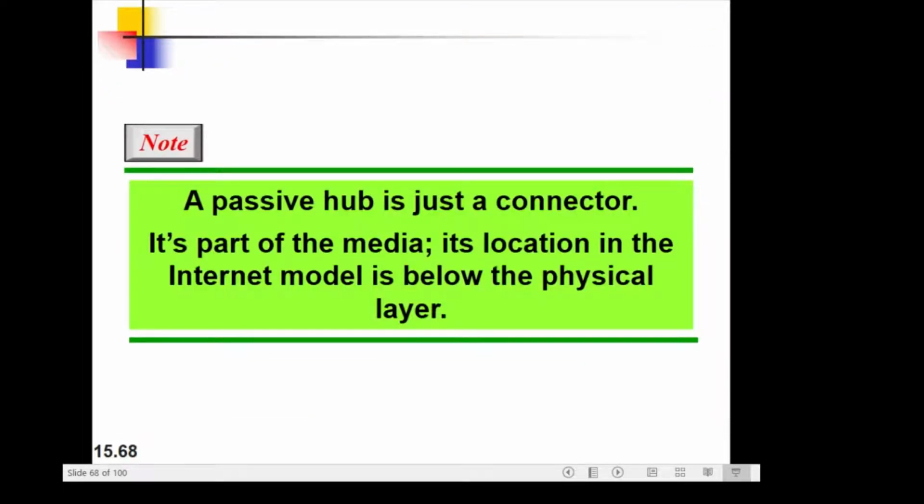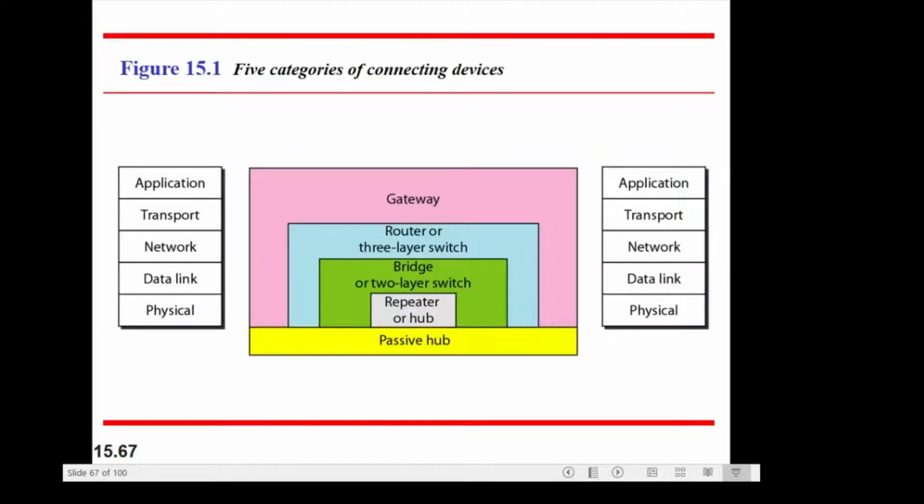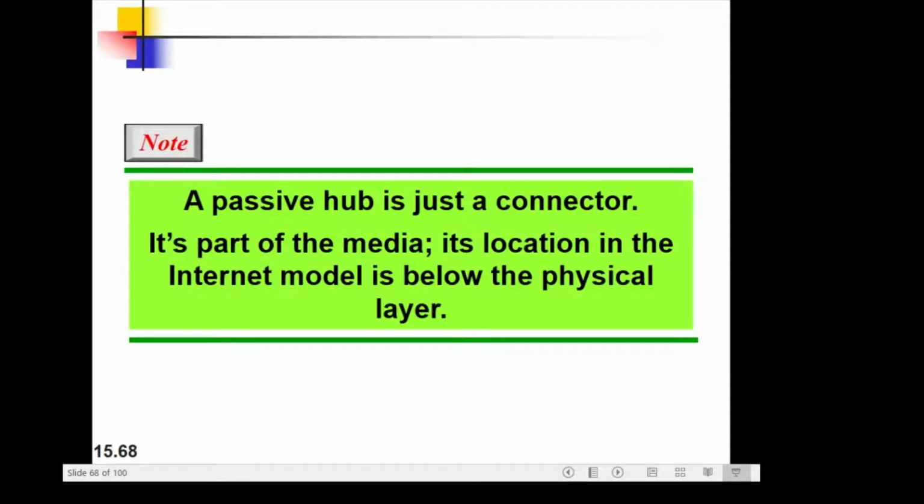Okay, the first part, we can go for the passive hub. A passive hub is just a connector that allows several devices to connect together. It is part of the media, and its location in the internet model is below the physical layer. You can refer back to the layers in the internet model.